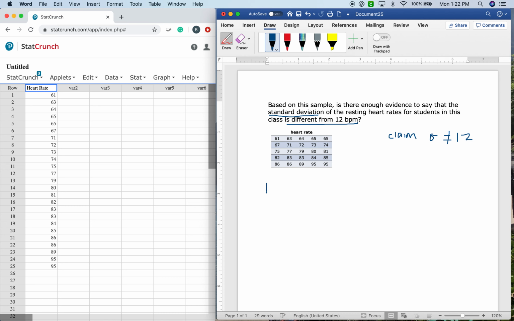So writing our null, remember our null is always equal, so standard deviation equals 12. And our alternative, which is the claim in this case, will be not equal to 12.